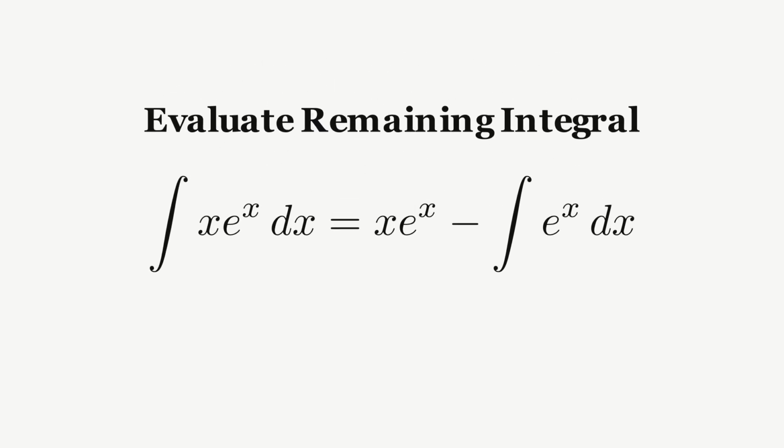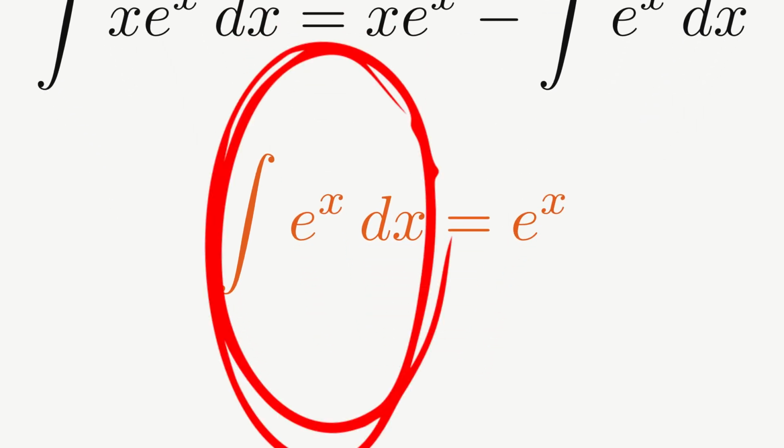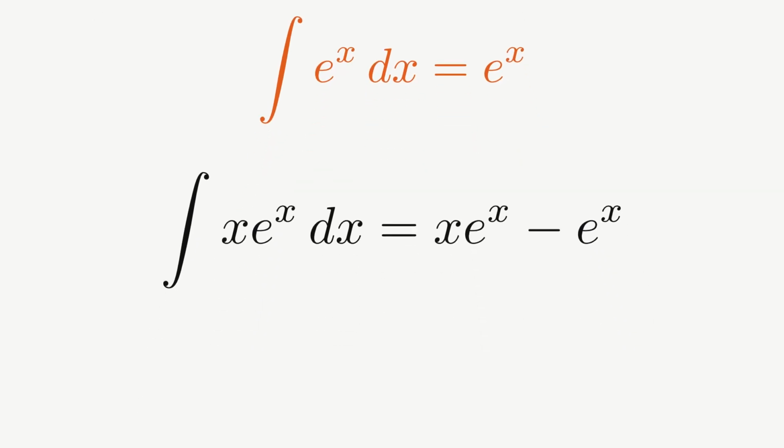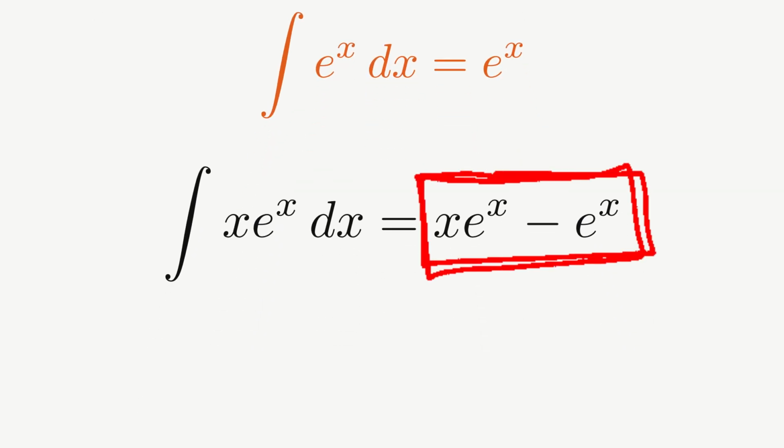Notice how the original integral has become much simpler. Now only one easy integral remains. The remaining integral is the integral of e to the power x with respect to x. We already know its value. It is simply e to the power x. Substitute it into the equation. Now we obtain x times e to the power x minus e to the power x.